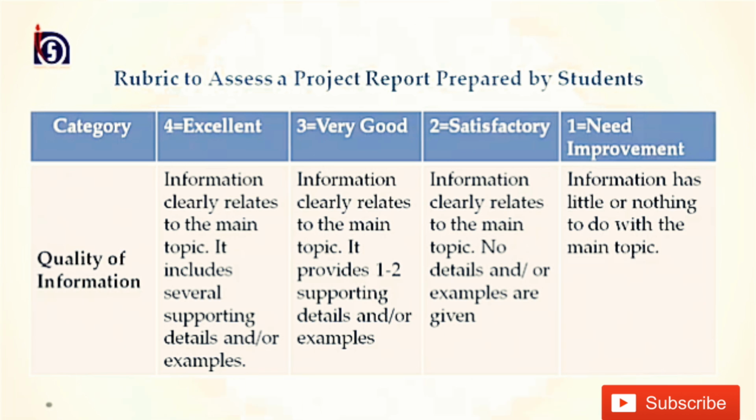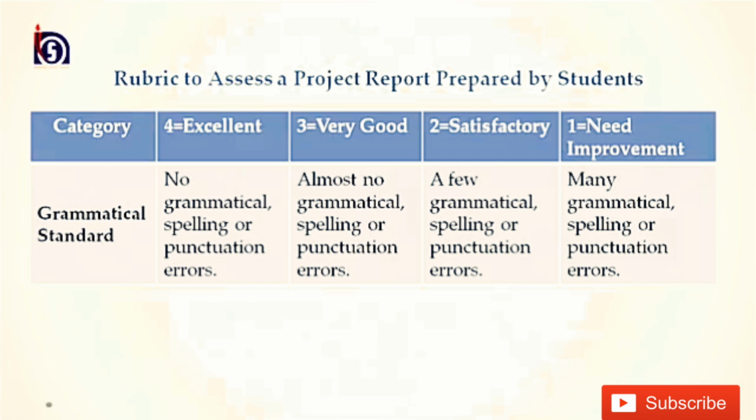2 would be given to a student in whose assignment information clearly relates to the main topic but no details or examples are given. And 1 would be given to a student in whose assignment information has little or nothing to do with the main topic. Moving on to the fourth category, the grammatical standard. What kind of sentence structure, sentence connection, and vocabulary is a student using in his or her assignment?